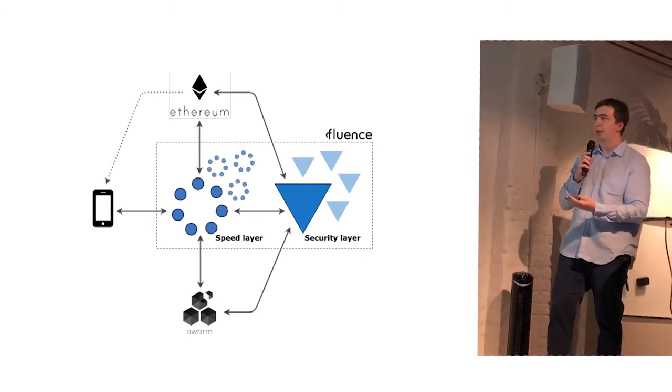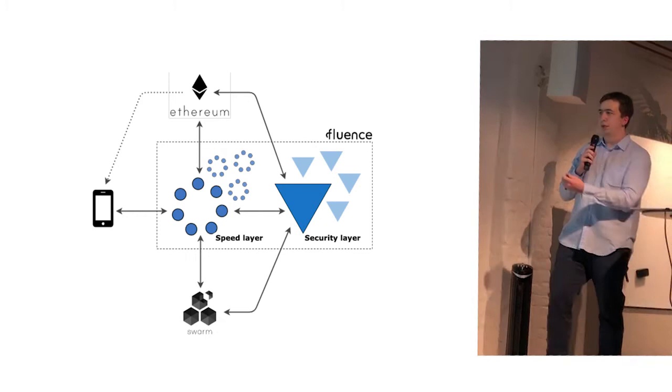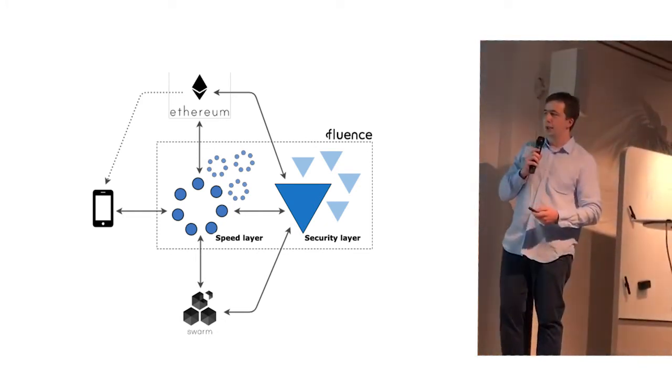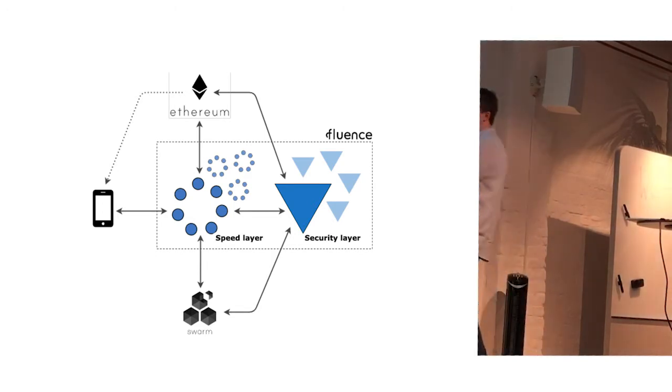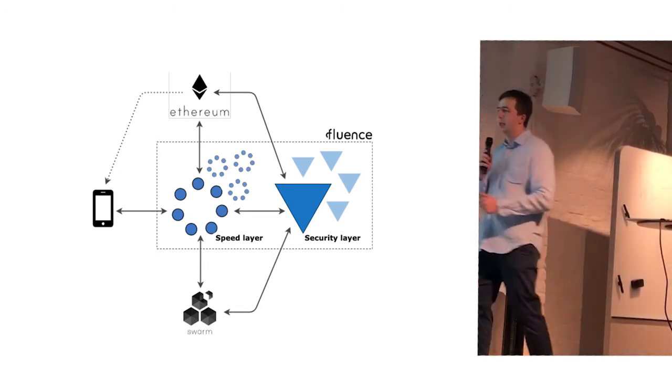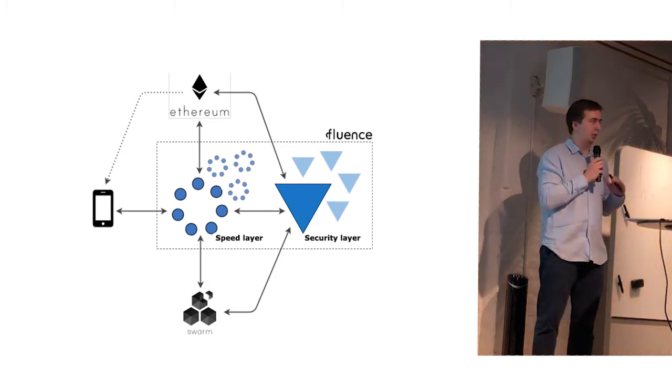On the slide, you can see a picture that represents Fluence architecture. Fluence consists of several layers, and here you can see the most important ones. It's the speed and security layers. Fluence has a two-step consensus engine.